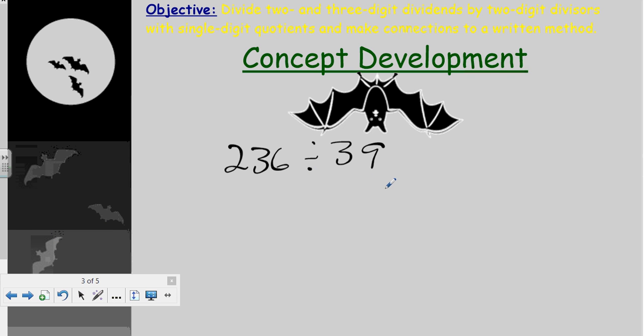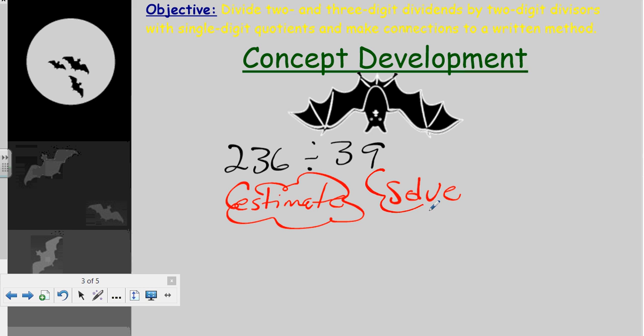236 divided by 39. Yes, we could go back and kind of do this. It's a pretty large number. Maybe you want to do our little estimate first, and do our little bubble, and then solve. And then we could always check our work. We've been doing this a lot.